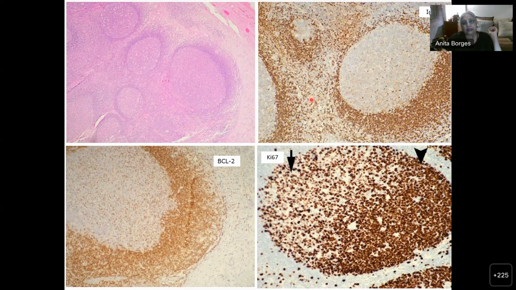But the mantle is often IgD positive, or sometimes the cells are IgM positive. The mantle is also BCL2 positive, as you can see over here.